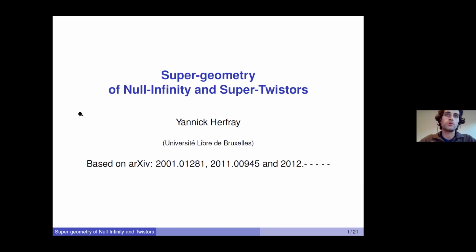So I'd like to talk about the supergeometry of null-infinity, coming from ideas from super-twistors. It's based on a few recent works, so really it's work in progress. And this is motivated by the following natural questions.